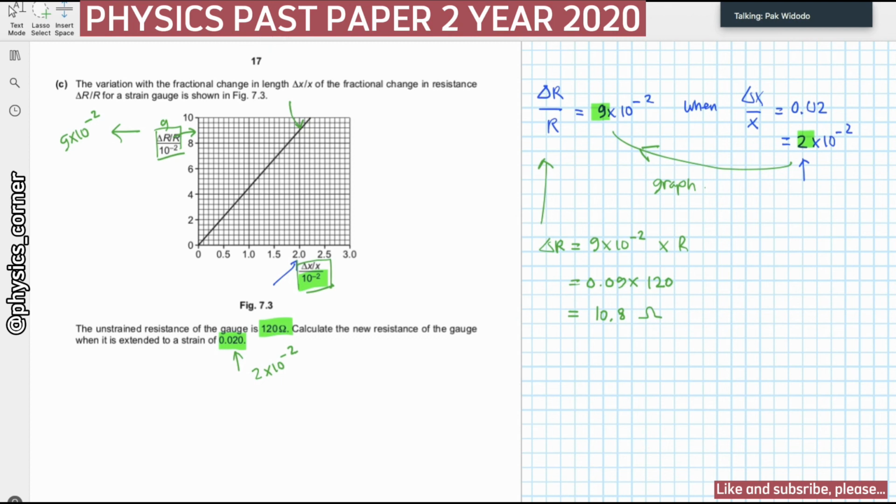So the new resistance is R plus delta R. R is 120 plus delta R is 10.8, so this equals 130.8 ohms. That's it. Actually we use the graph, so we don't need a formula. We can just read it from the graph, only it is a bit complicated. Okay, like that guys.